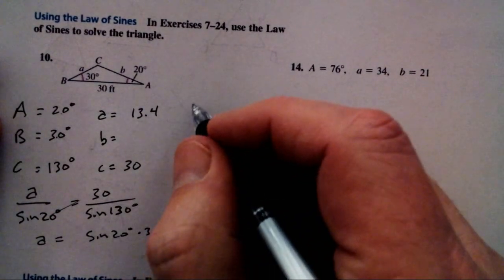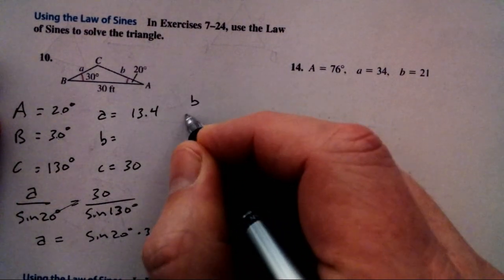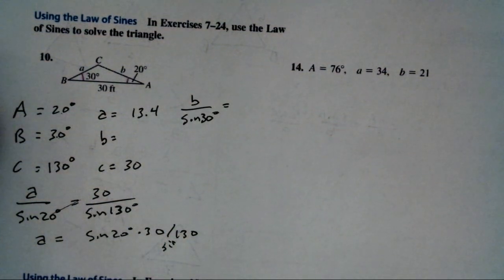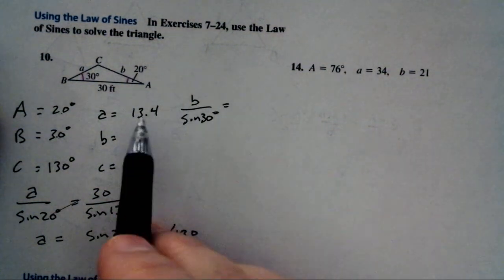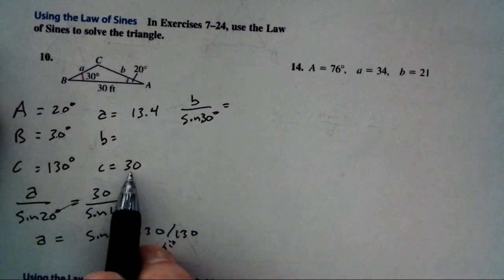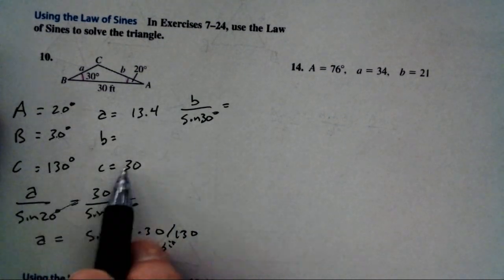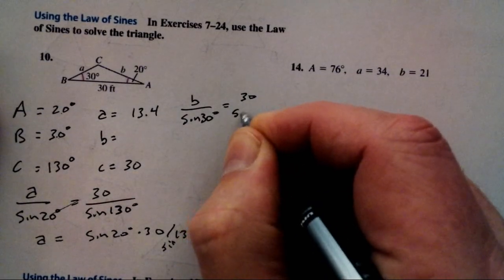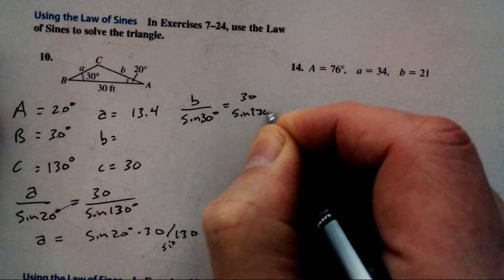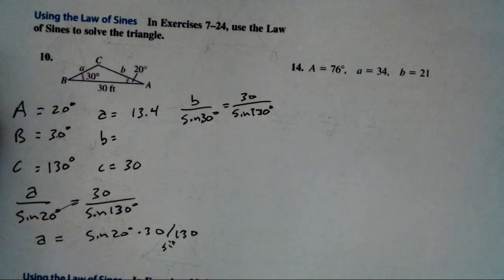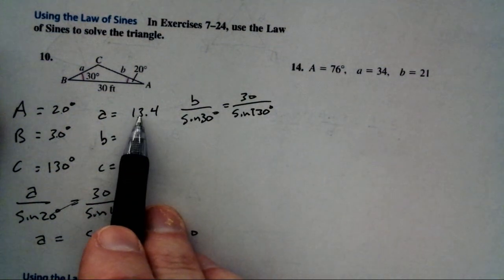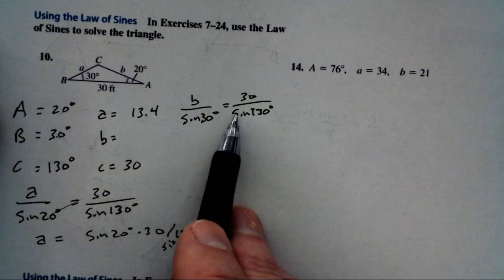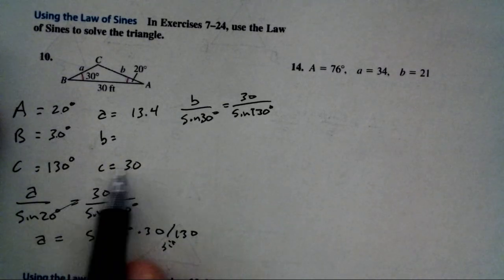To find B, we're going to go B on sine of 30 degrees equals... now I, in theory, have my choice. I could go 13.4 on 20 or 30 on 130, but there's a couple reasons I want to go 30 on sine 130. The most important reason is 13.4 is a little bit of an error, and we may end up compounding errors and get bigger rounding errors. So we use the exact values.